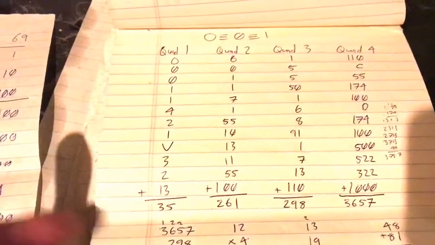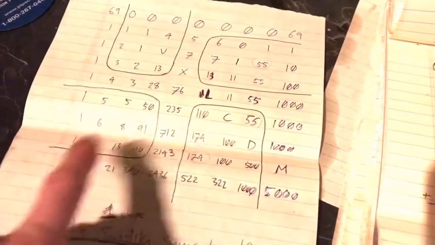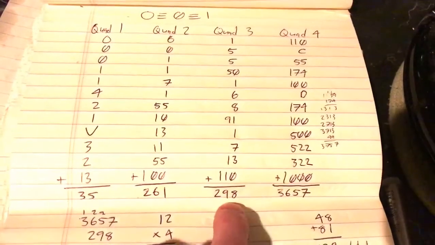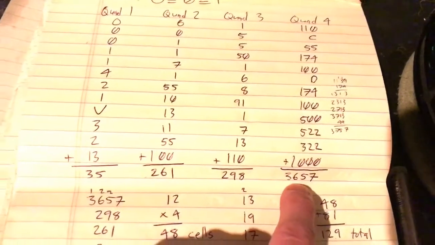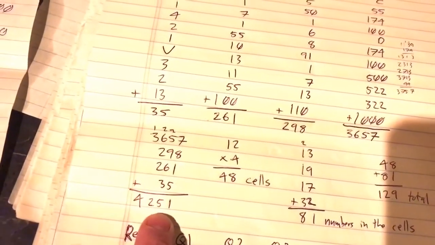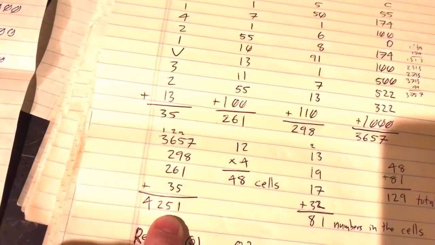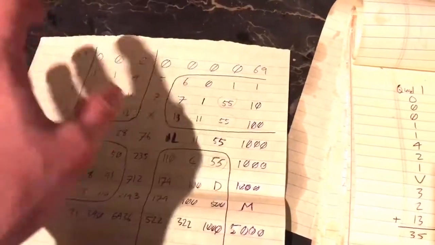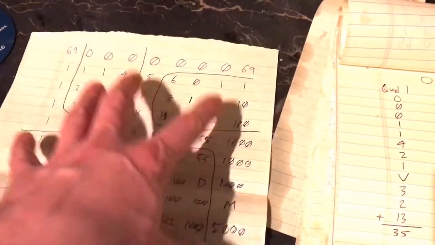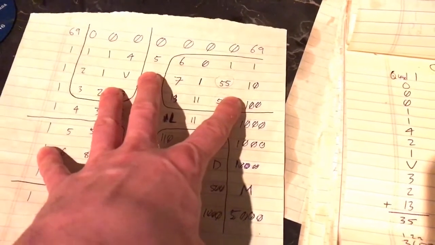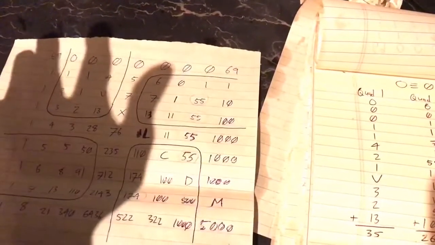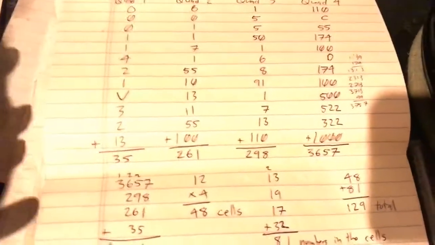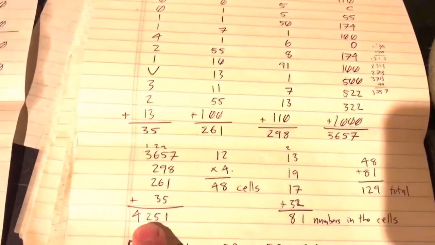So quad 1, there's 12 entities here, 12 entities here, 12 entities here, 12 entities here. They sum to this: 35, 261, 298, and 3657. Now, if you sum them all together, you get 4251. 4251 is way above 3858. But you didn't account for the number of cells, or the number of numbers in the cells. You didn't account for the sum in base units of those 4 quadrants. So, you know, I'm accounting for everything. So you sum them up together, you get 4251.